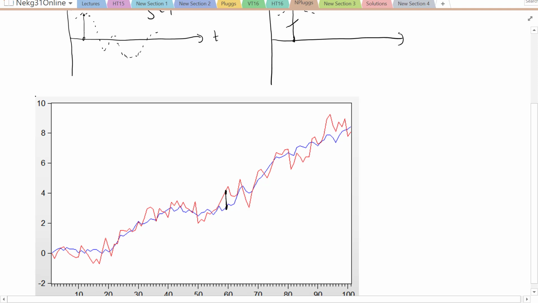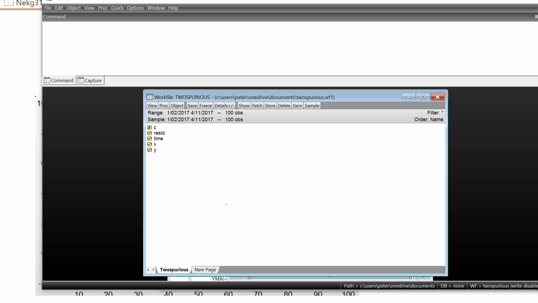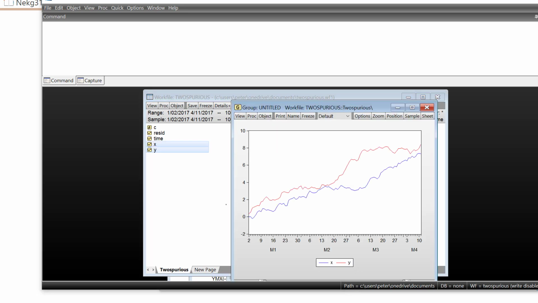The further they are apart, the stronger is the pull. That's the idea behind cointegration. So to make a comparison, let's look at some data which is not cointegrated. Here is the data which is not cointegrated.